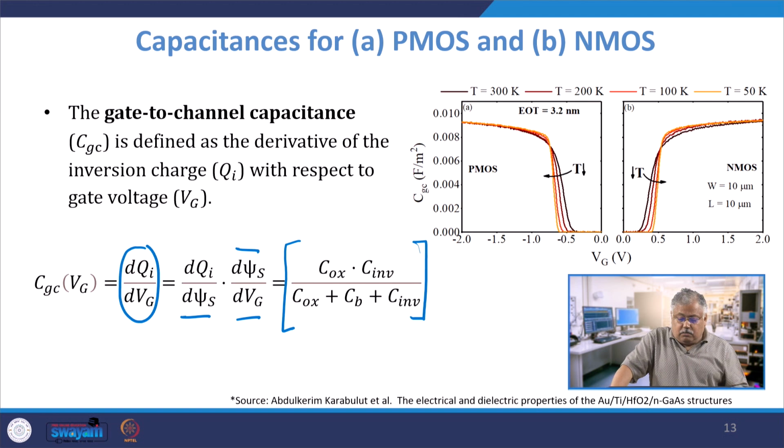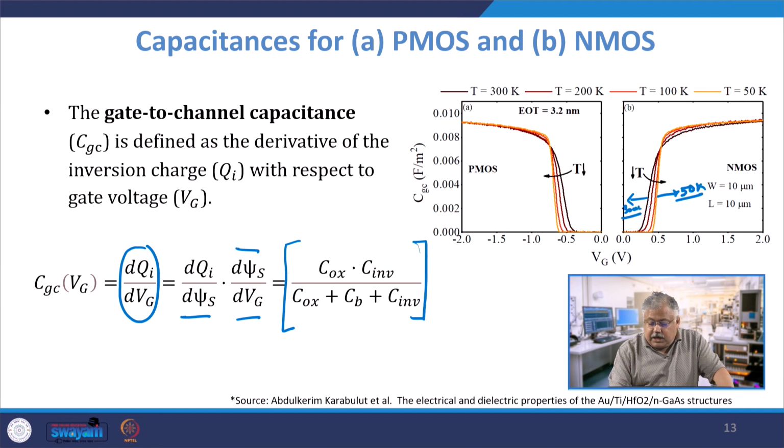Now, if you see the right hand side figure which plots my CGC with respect to gate voltage, on the right hand side it is NMOS, on the left hand side it is PMOS. Let us look at NMOS, that will be easier for you to understand. This one is basically my 300 Kelvin and this is 50 Kelvin. We have taken large channel devices, so W is equal to 10 micron and L is also equal to 10 micron.